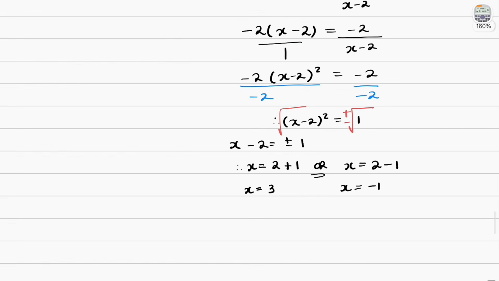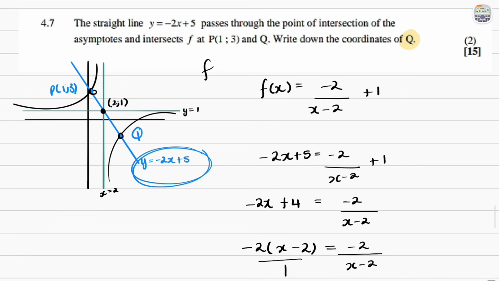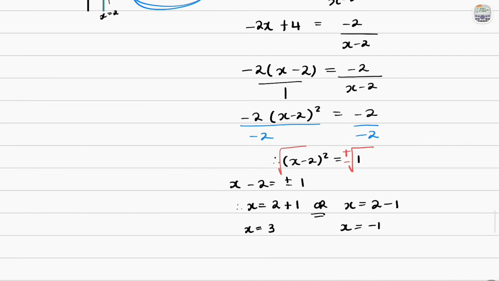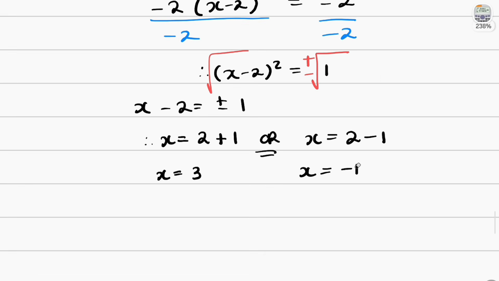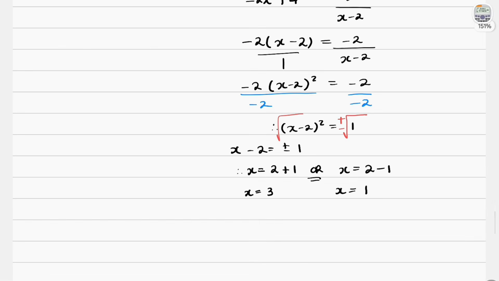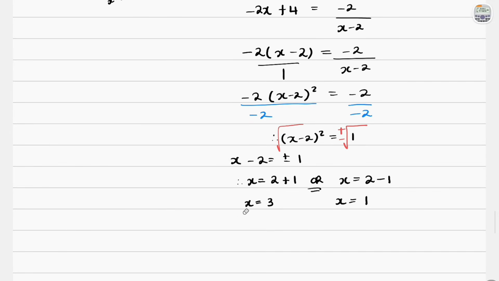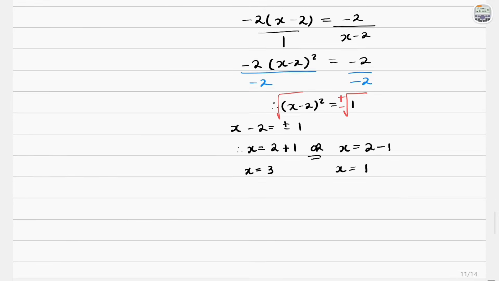So now we need to choose which one we go with. Remember, we actually have one point of intersection, that is P. We know that this is 1 and 3. See, the x value is 1. So we're not going to go with the 1. And I notice I said minus 1. This should be 1. 2 minus 1 is 1. So we're not going to go with that one. We're going to go with the 3, because that's the other point of intersection.